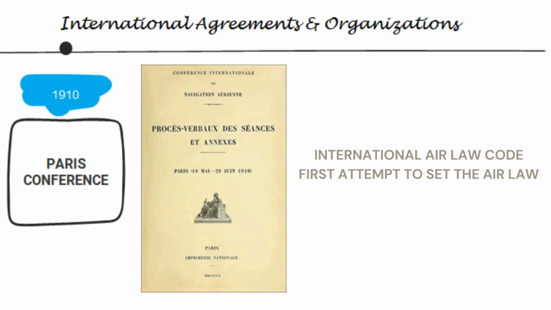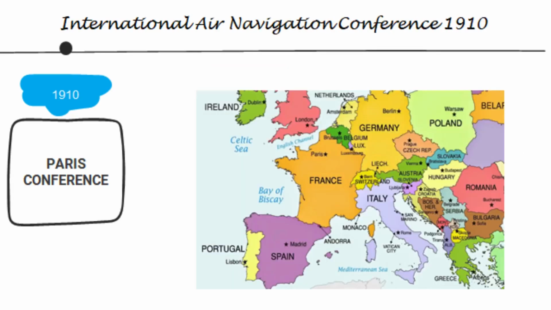The 1910 Paris International Air Navigation Conference represented the first diplomatic effort to formulate the principles of international law relating to air navigation, and was of great historical importance. 19 European states attended this conference. Nations from other continents were not invited. Given the distances involved, the prospect of their aircraft operating in Europe was considered unrealistic.